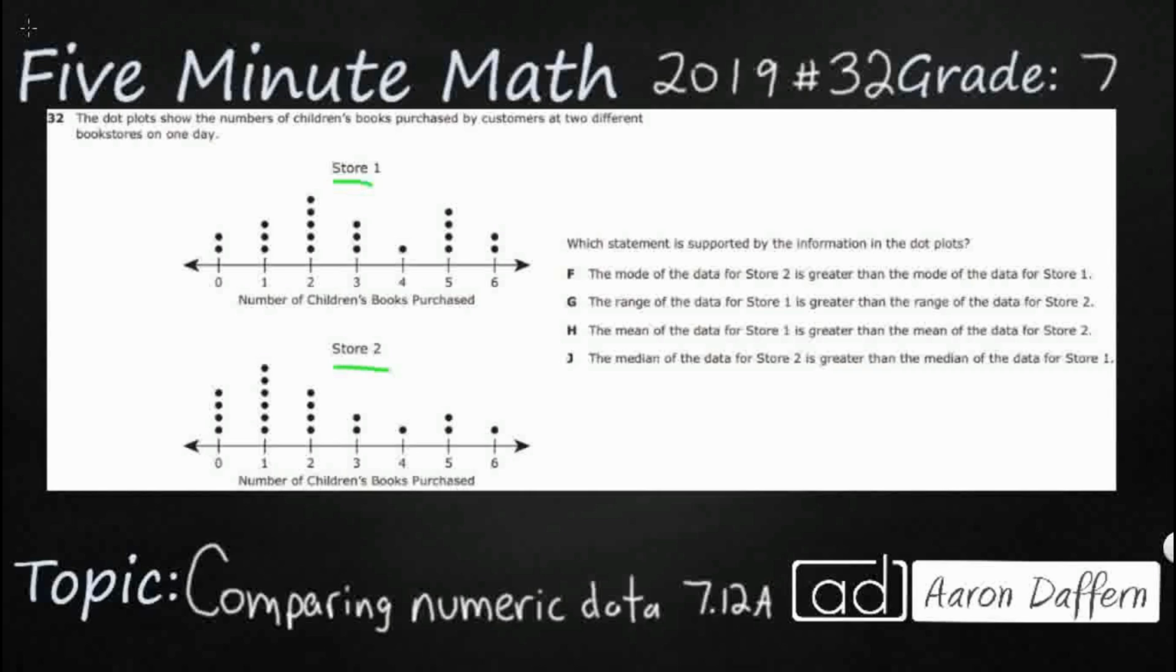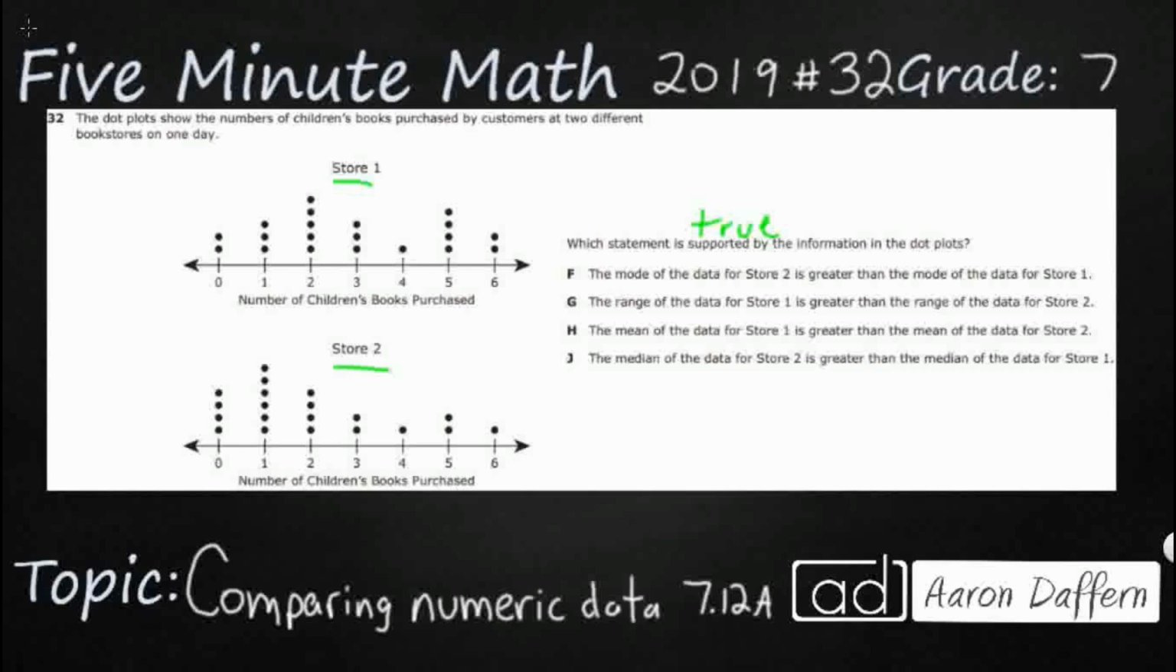And all we need to do is figure out which statement is supported by the information. So which statement is true is really what we're looking for. 3 are going to be incorrect or misleading, and 1 will be true. So let's take a look at what we have. First, the mode.